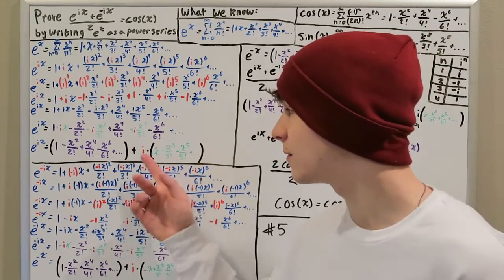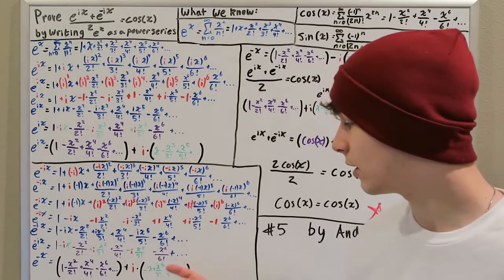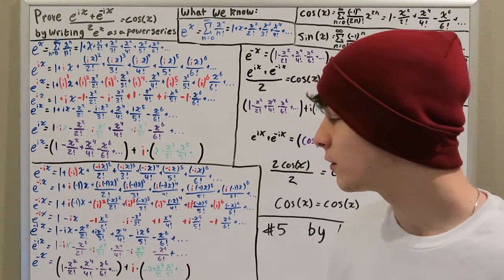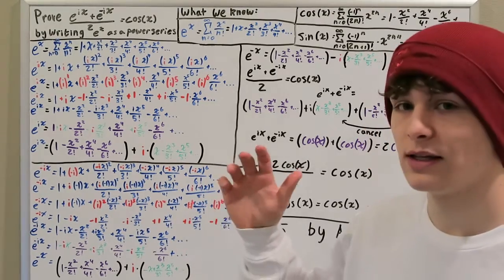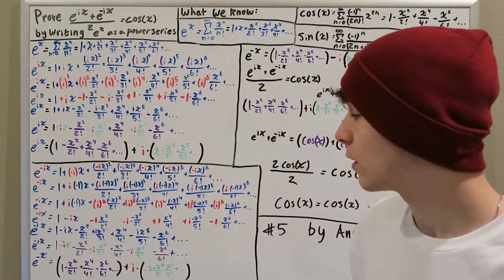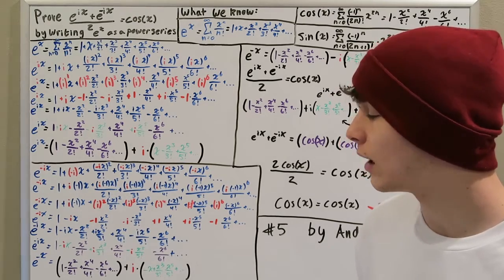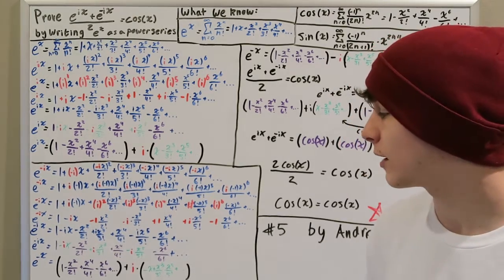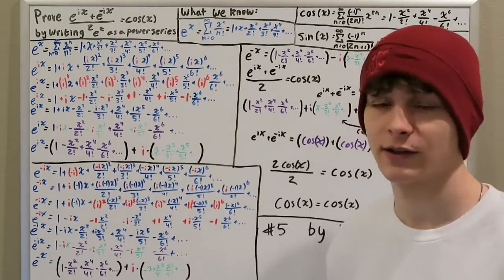And what I did, similar to the last one, is all of the odd terms I made green, and all of the even terms I made purple. So for e to the power of negative ix, I grouped these terms together. Grouping all of the purple terms, we have 1 minus x squared over 2 factorial plus x to the power of 4 over 4 factorial, and minus x to the power of 6 over 6 factorial.